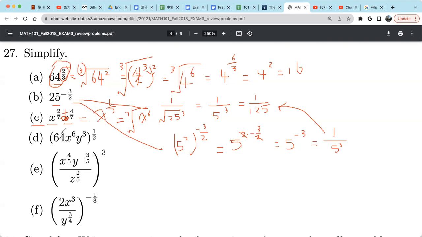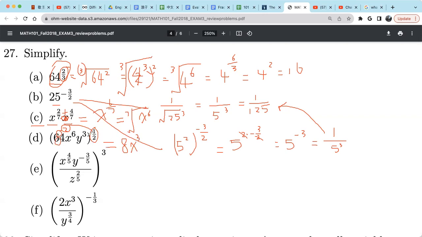D. In D, we see 64 can be written as 8 squared, right? 8 squared is 64. Now we want to distribute this exponent. Remember, 2 layers of exponents, we multiply the 2 exponents. So we multiply the exponent of 8, which is 2, with a half. We multiply those 2 first. What do we get? 2 times half, that's just 1. So we just get 8 raised by 1, or just 8. Then what about the x term? The power becomes 6 times half, which is 3.